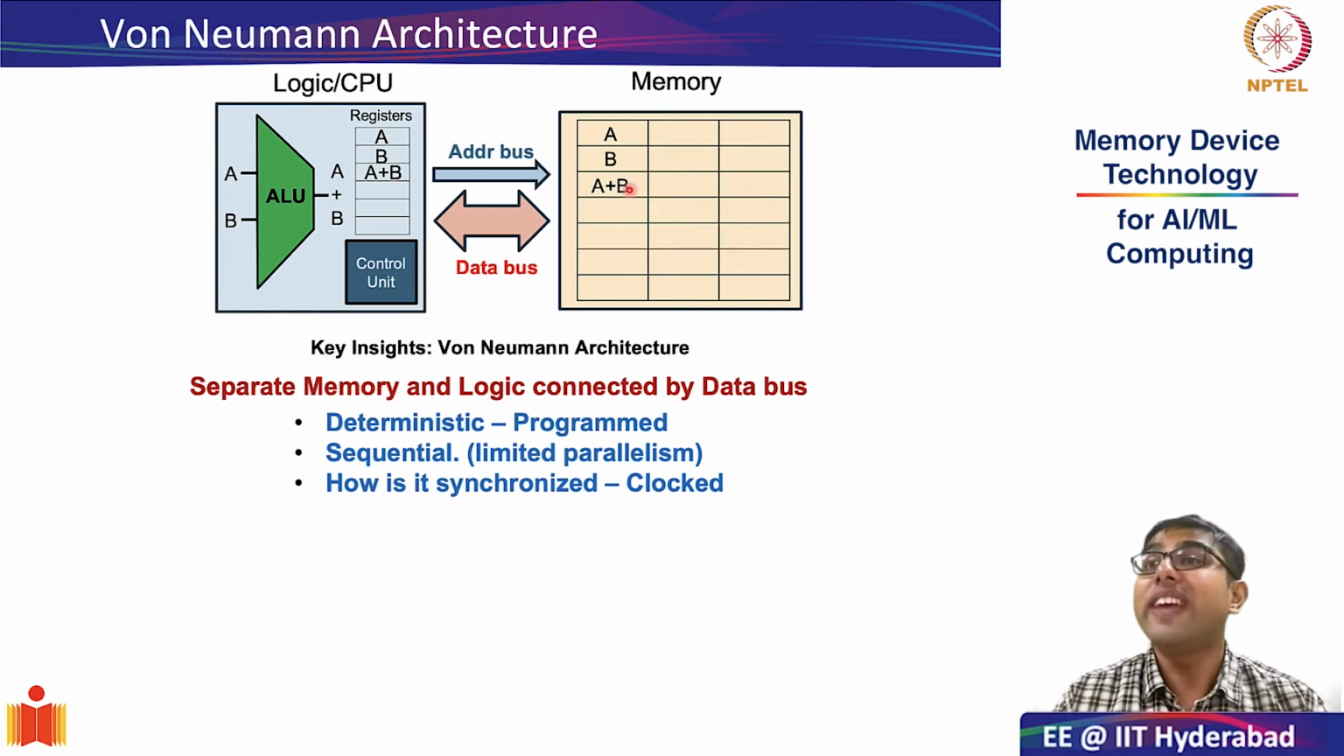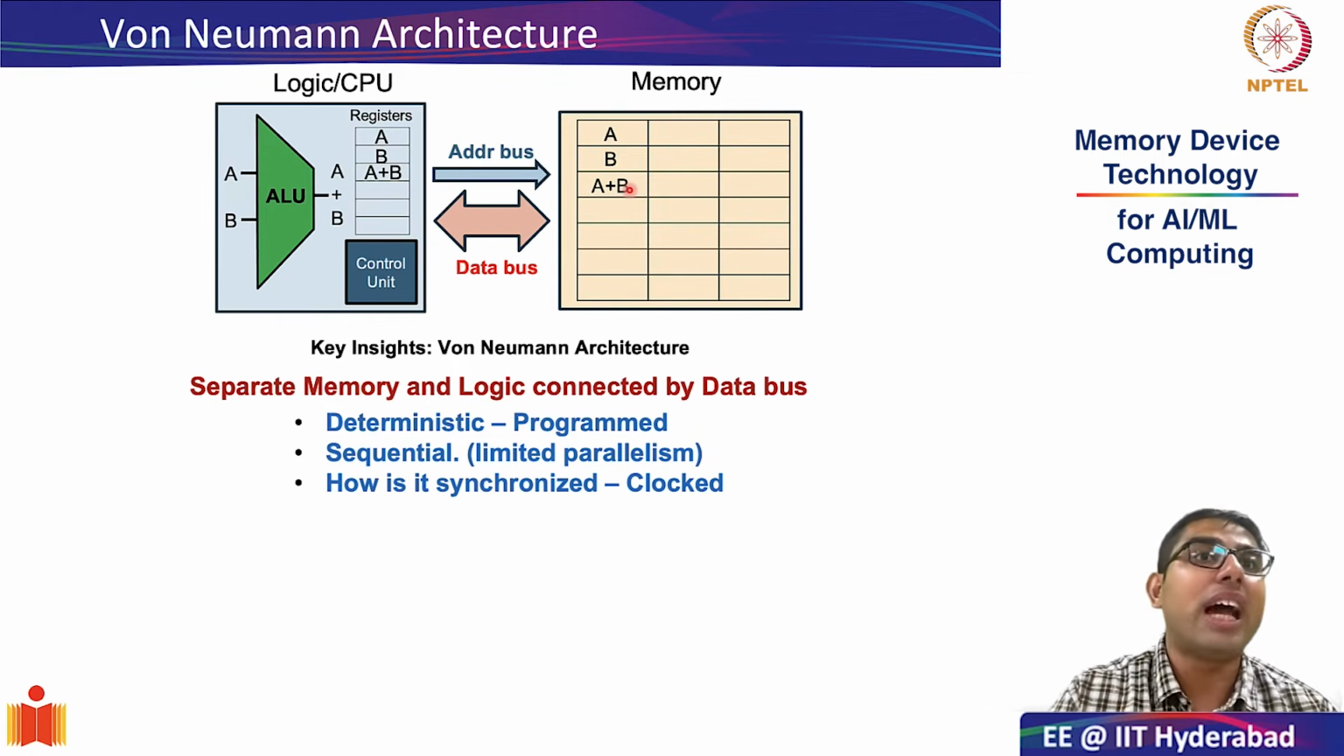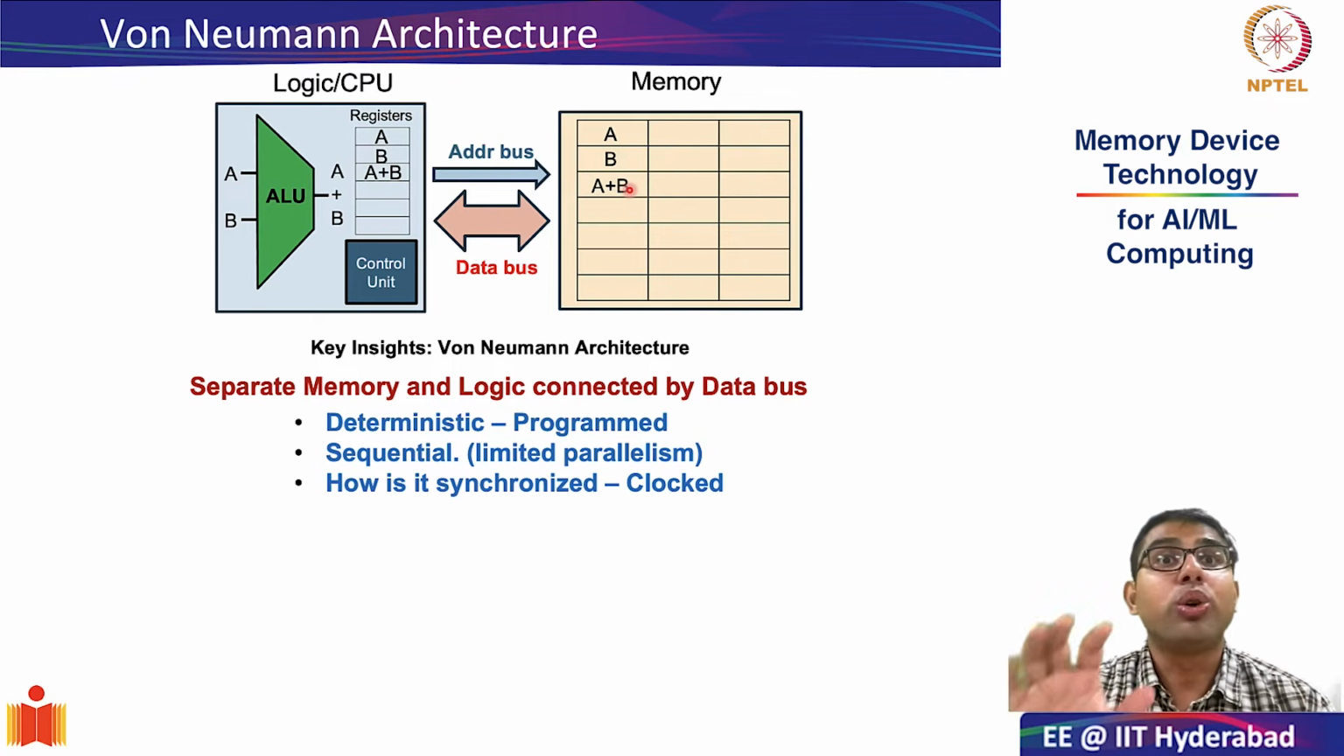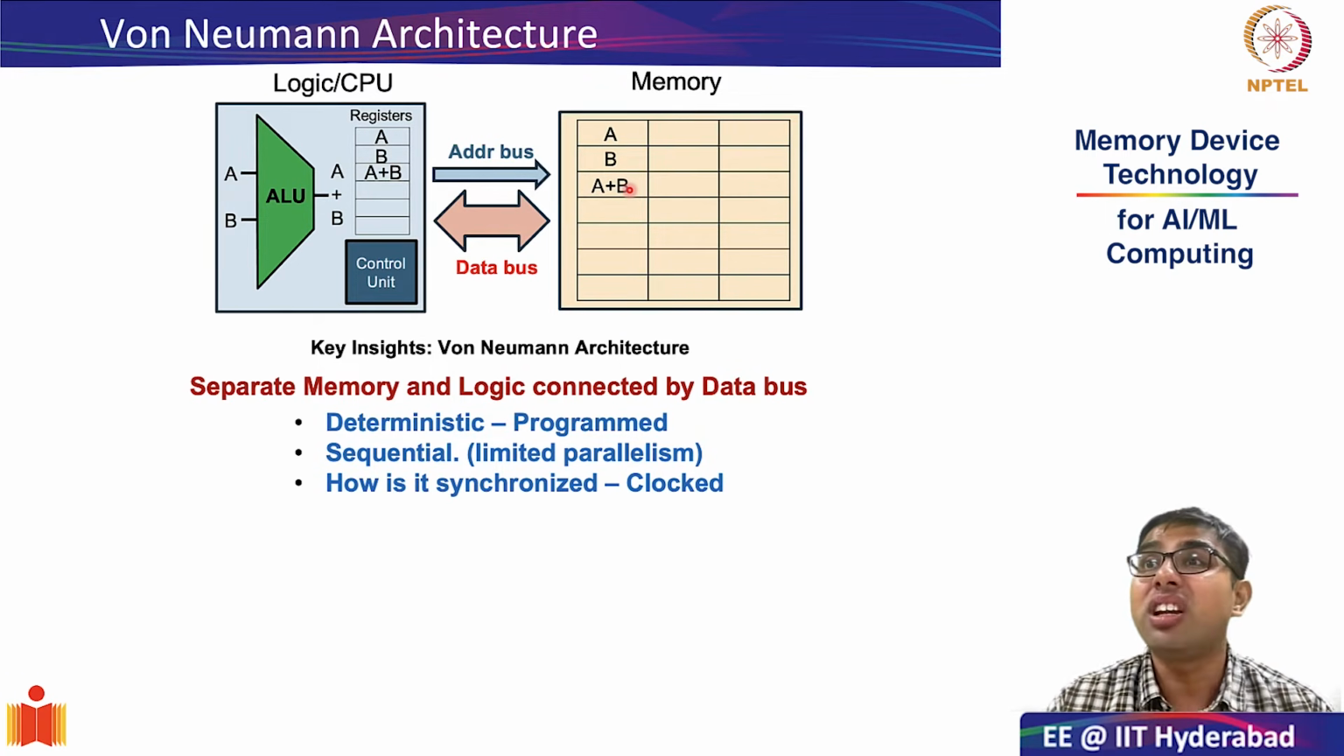The next important thing is, if it is really sequential, how is all of this synchronized? As you may all know, it is done through the so-called system clock. All events happen either in the rising or falling edge of the clock. So essentially, Von-Neumann architecture is synchronous.